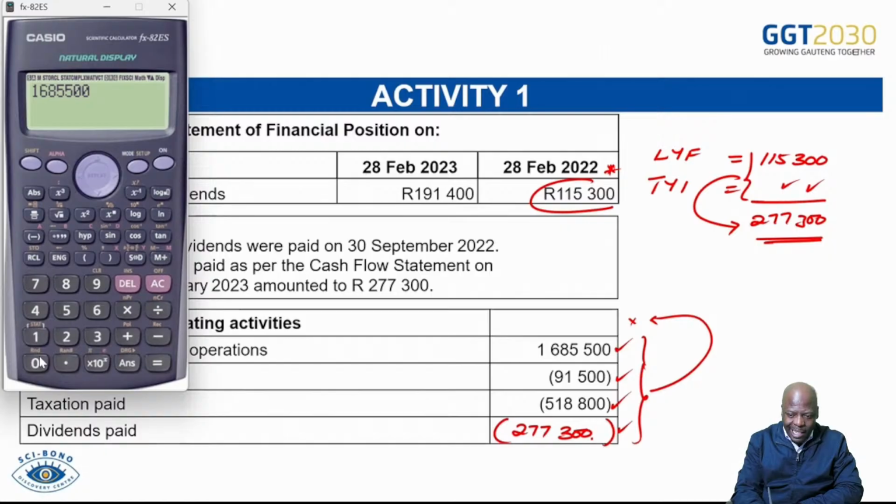It will be 1,685,500 minus 91,500, which is this one here. Then I say minus again 518,800. Yes, this time I remember that 800. And then we also say minus 277,300. Minus the 277,300. That is now going to give us 797,900. So I bring it here.